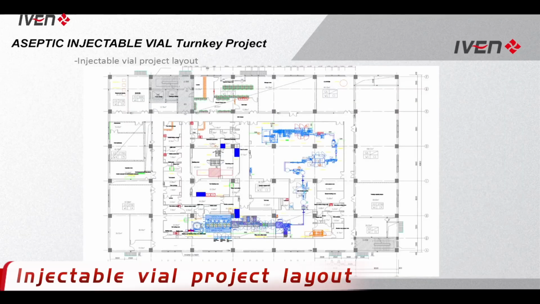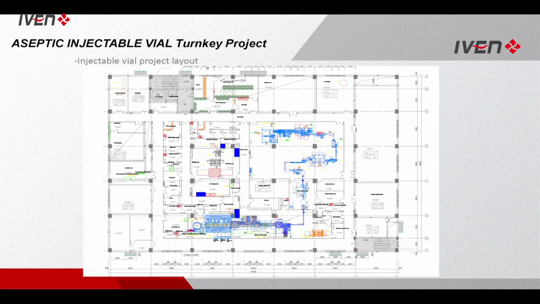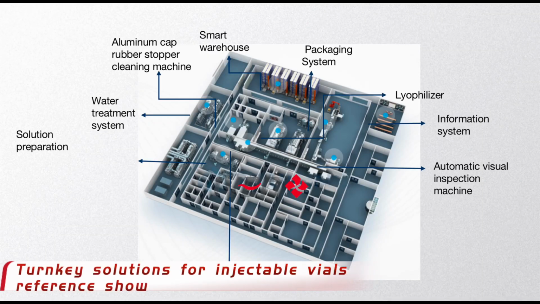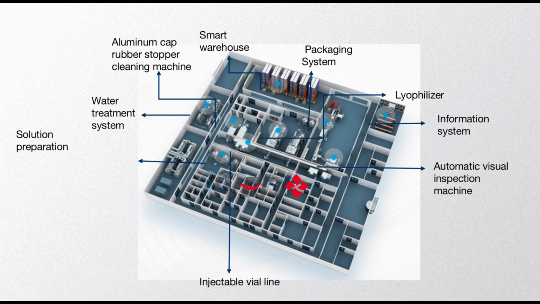Here is our injectable vial project layout, the concept design. From the 3D, you can see the process very clearly. Firstly, from the injectable vial, then the lyophilizer, then capping, and then the auto packing system. For some special products, like biopharm products such as vaccines, we may also design a cold storage, which controls the storage temperature from 2 to 8 degrees.